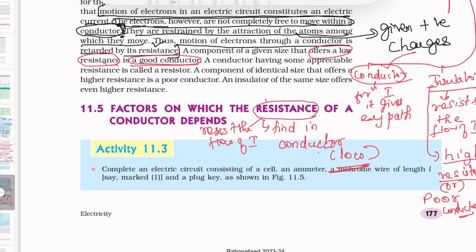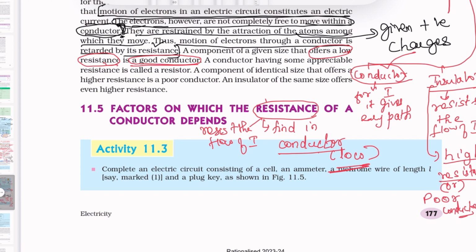When any high resistance is there, obviously the current will not flow in that circuit. For the same reason, we are using the conductor. Okay, fine. So now, this conductor, we know it is going to show a resistance. That resistance will be very less.